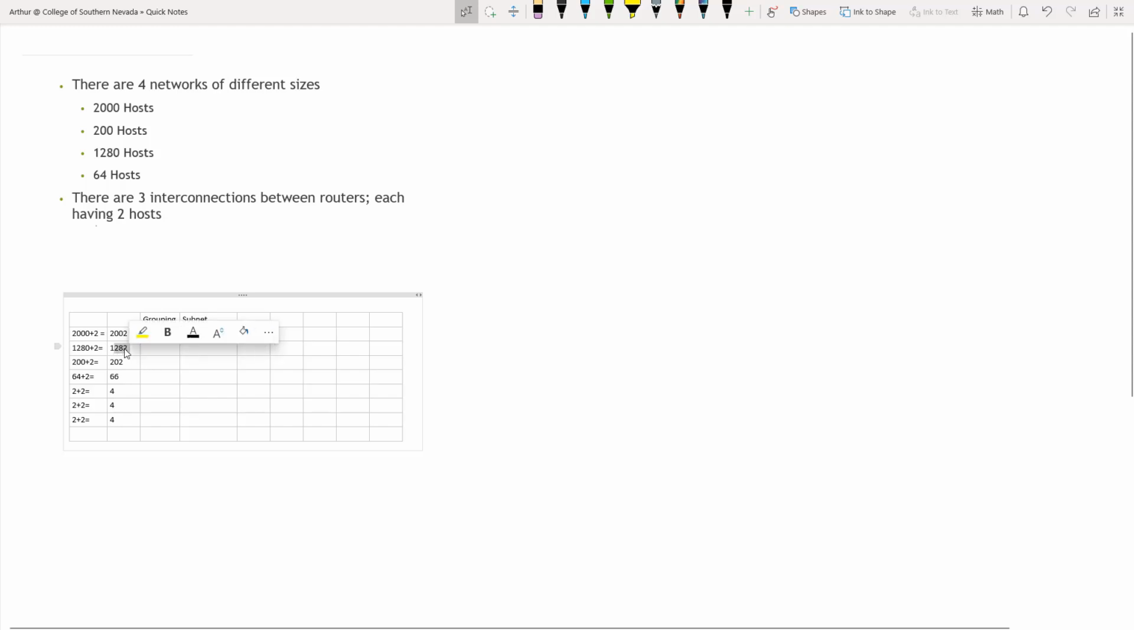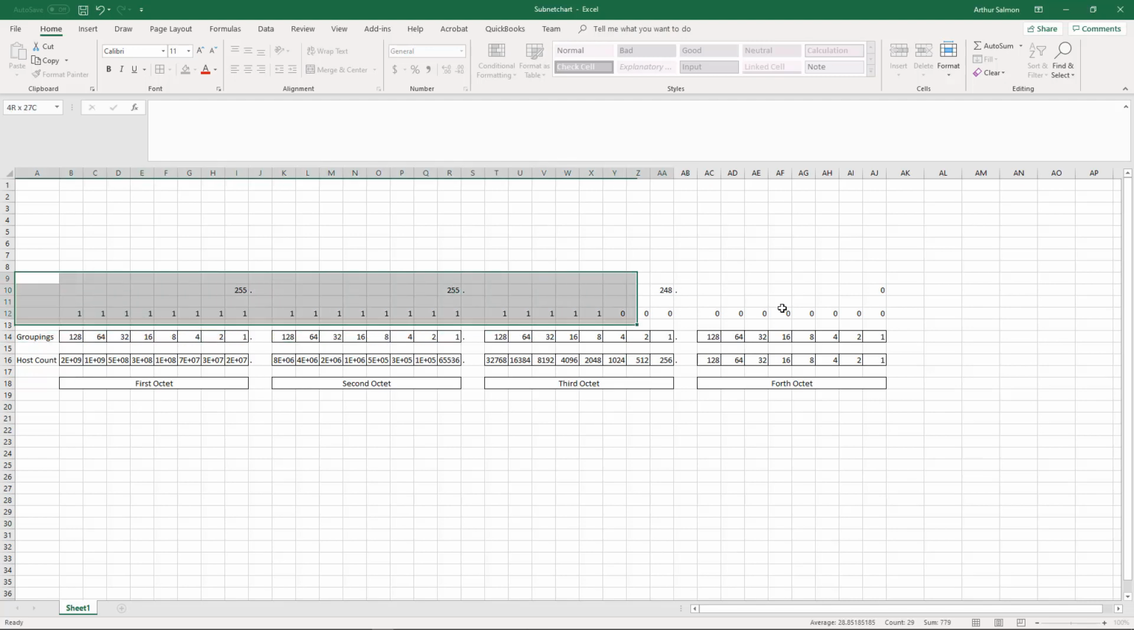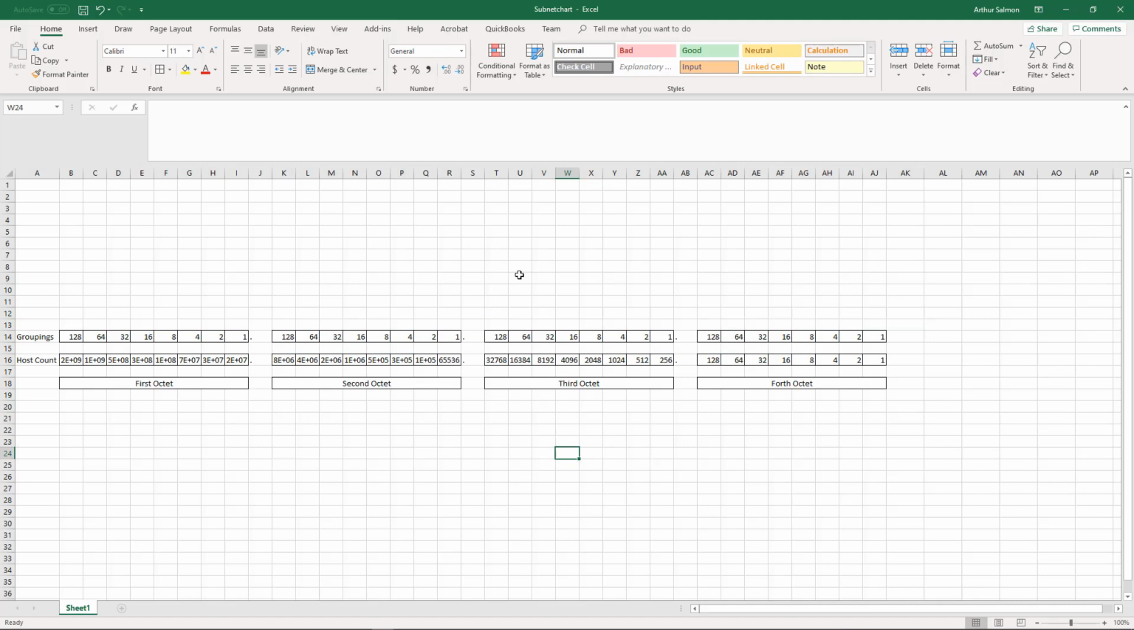Now we go into the next network. We need a network that will give us 1,282 hosts. So I'm going to take this, I'm going to get rid of all of this. I need 1,282 hosts. 1,024 is too small. So sadly, we have to go to the one that can accommodate it, which will be 2,048.